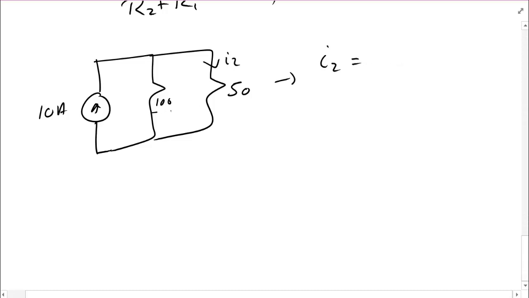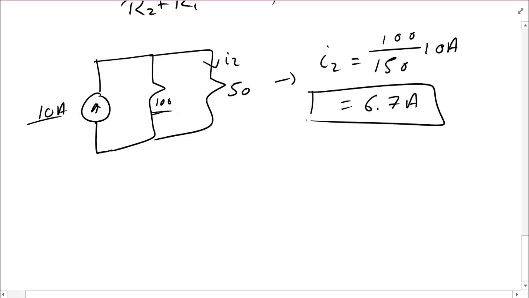I2 is 100, remember it's the opposite resistor, over the sum 100 plus 50, or 150, times the incoming current I, which is 10 amps. If you solve for this it gives me 6.7 amps. And that's it. I didn't need to do the analysis of the circuit because I could use the formulas for current division.